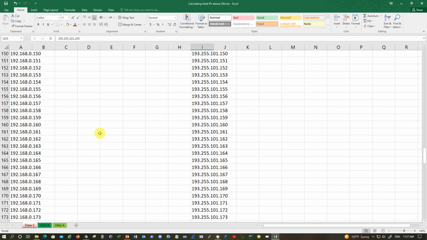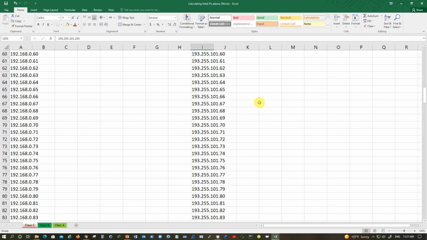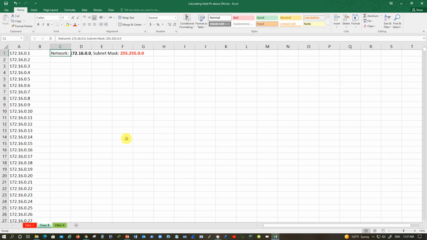You can say, okay, what is address number 100? You have to check row number 100 to find that address. Easy. Without even checking, you can tell me which one is the 100th address, which one is the 50th address, or 80th or 83rd address, very easily. You just need to mention the net ID as it is and change the last octet. Supposing I say, okay, on this network, what is address number 175? You will say it's 193.255.101.175. Very easy.